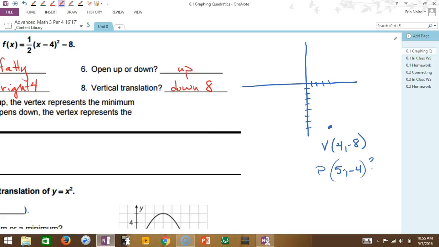Negative 7.5. Negative 7.5. Okay, so I'm going to say Emily has an inaccurate number. Can I ask you how you got -4, Emily? Just want to follow your train of thought. Where did it come from?